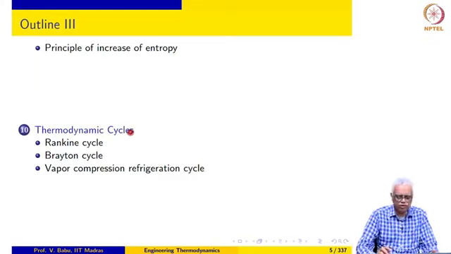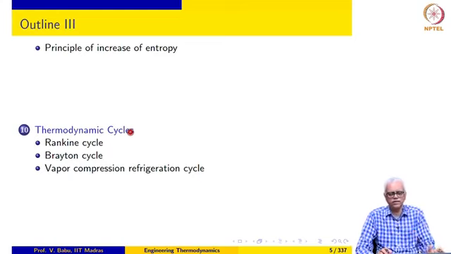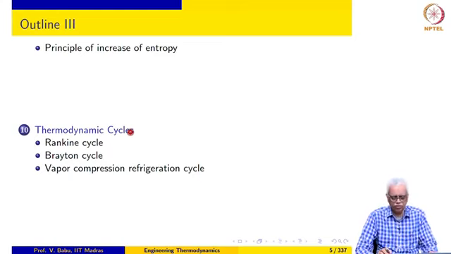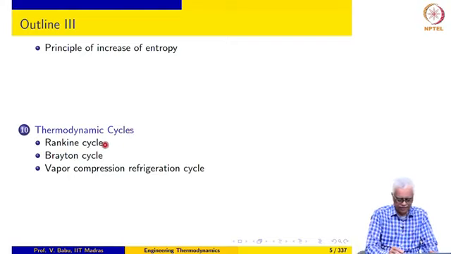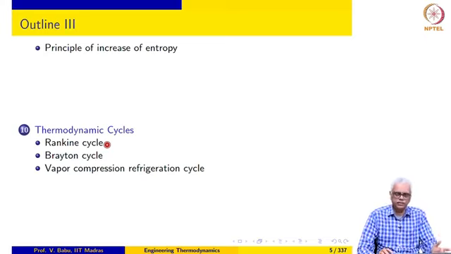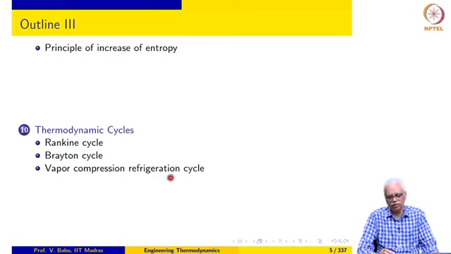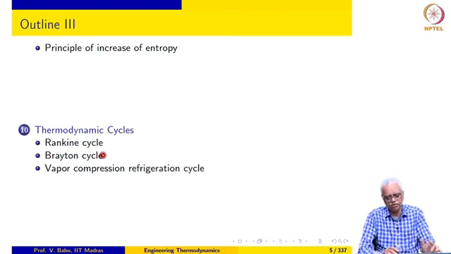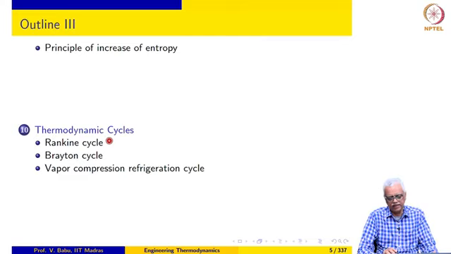Okay. The last module in the course deals with a special set of processes, namely cyclic processes. Here we look at two power producing cycles, namely the Rankine cycle, which is nothing but the steam power plant, and the Brayton cycle, which is nothing but a gas turbine power plant. So, the Rankine cycle uses water as the working substance, water plus water vapor, and the Brayton cycle uses air as the working substance. Both of these are power producing cycles.